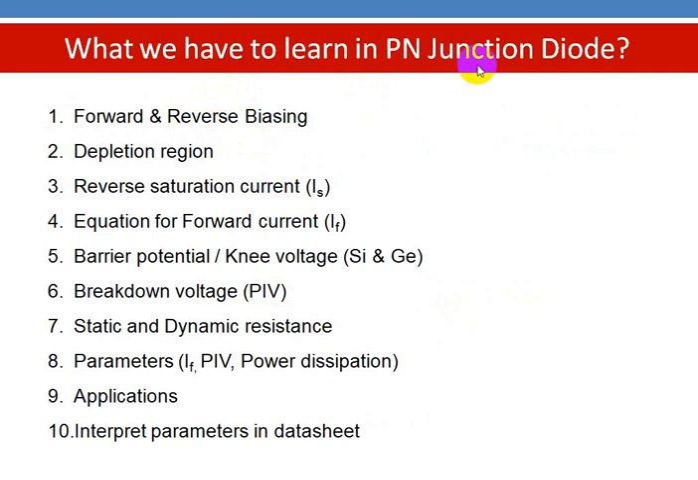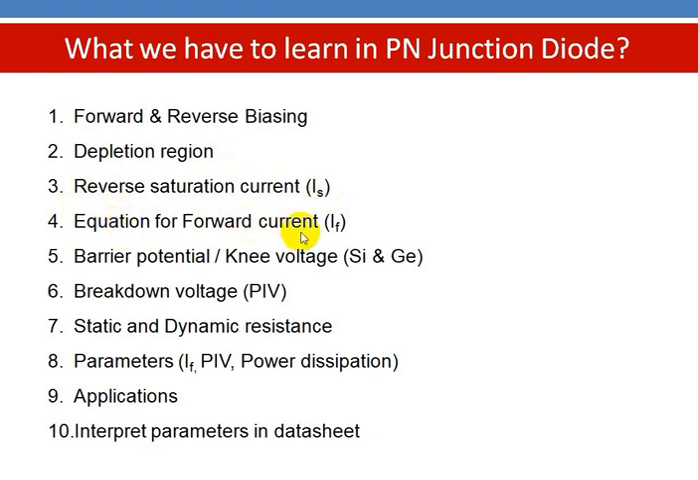What we have to learn in PN junction: we have to know about forward and reverse biasing conditions, how it works. Then you should know about the depletion region, why it is formed. Then you should know the reverse saturation current. It is nothing but the current that is flowing in the reverse bias condition.